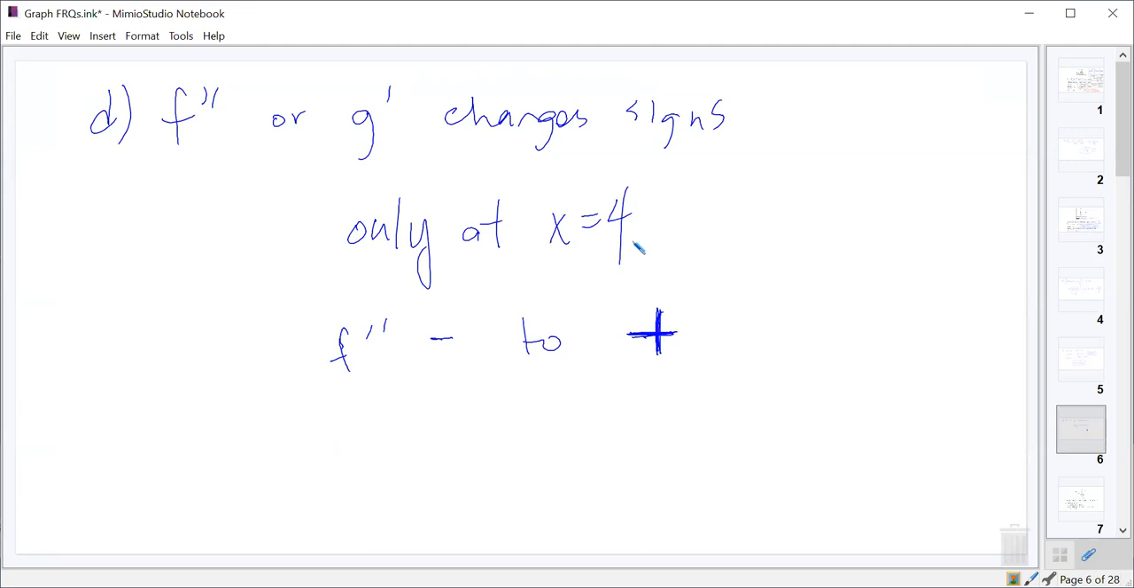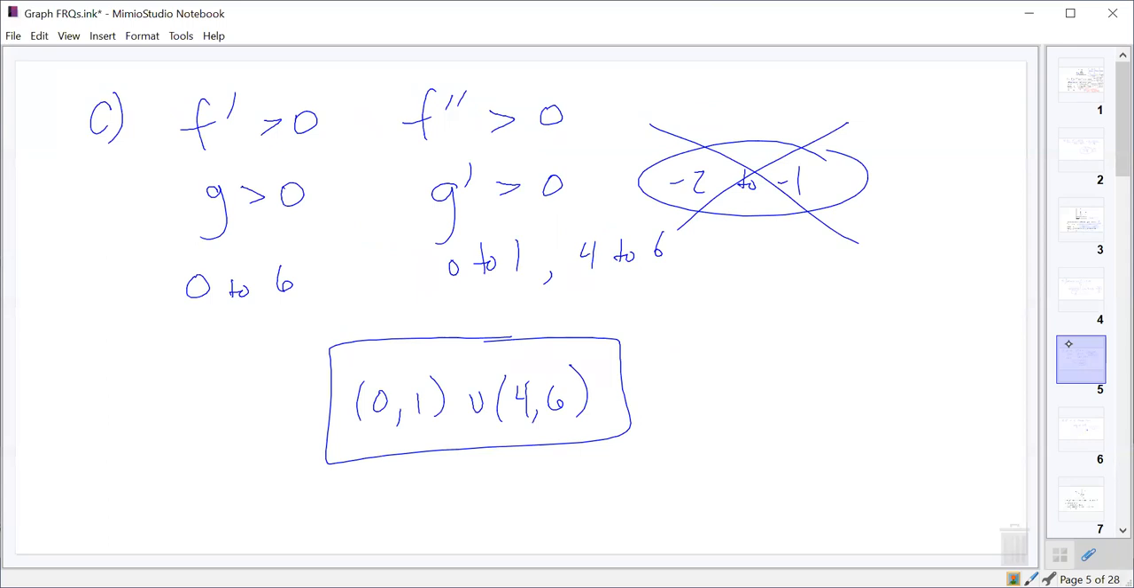For C and D, so D was 2 points, answer with reason. C was 2 points, interval with reason. We got our reasoning up there. You want to write a sentence out. Any questions there on that? Everybody good with that question?